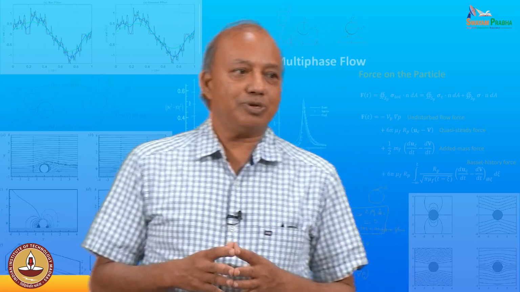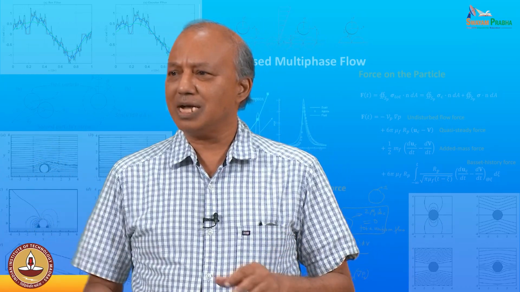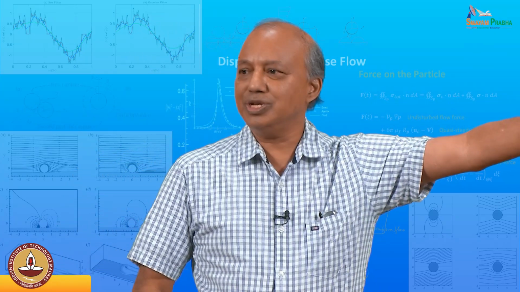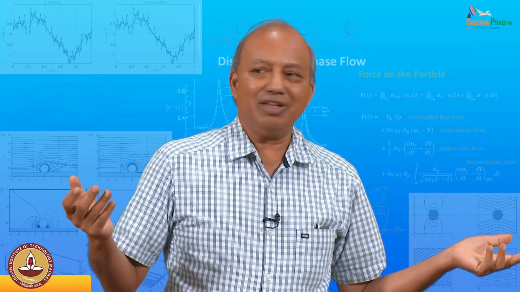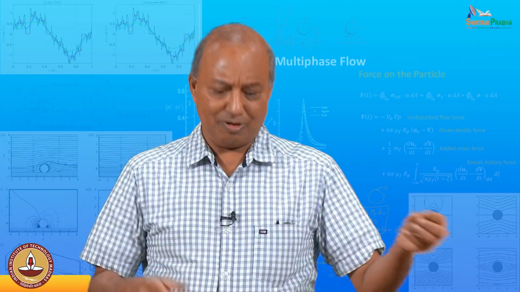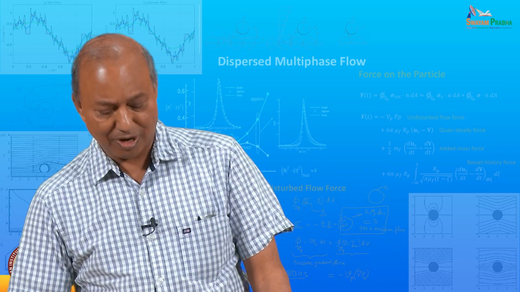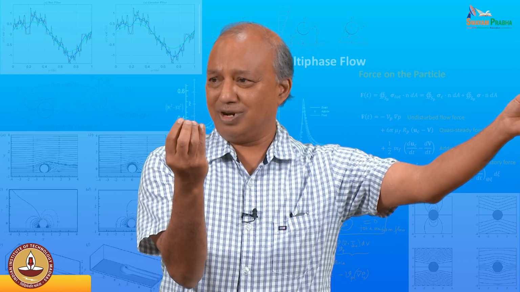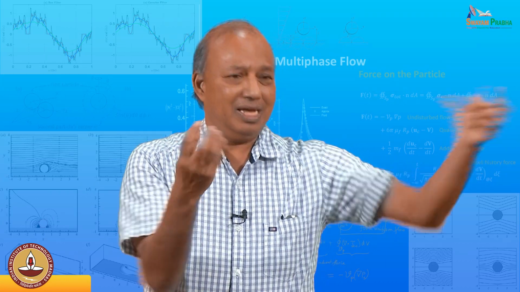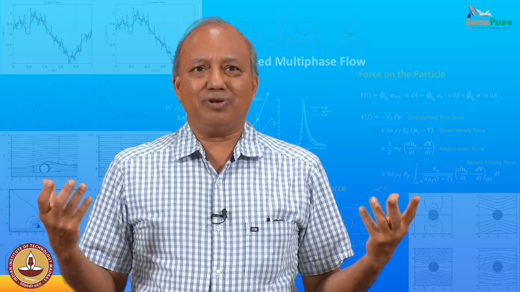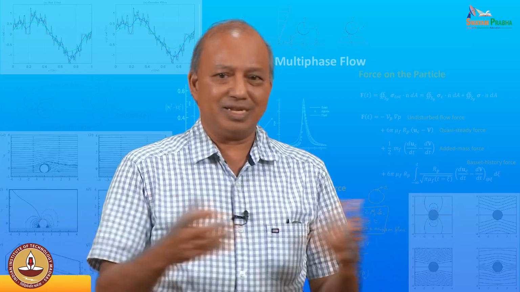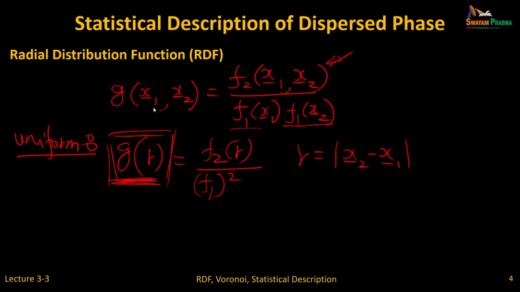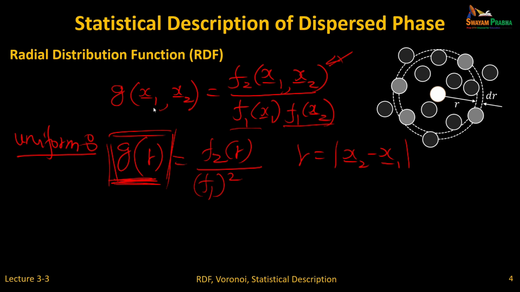Now, the radial distribution function for point particles that are perfectly uniform will be a flat function, the g of r. In other words, I have equal probability of seeing my neighbor anywhere. So, this g of x1, x2 is basically saying if I have a particle at x1, what is the probability of finding another one at a nearby point. And in a perfectly uniform distribution that has no preference, it is just uniformly distributed.